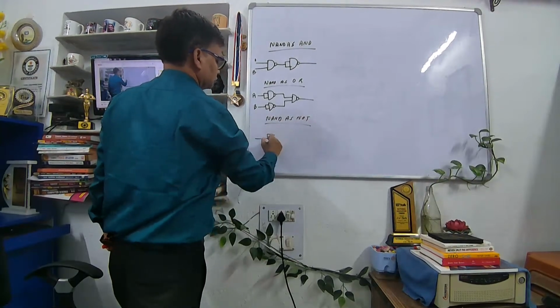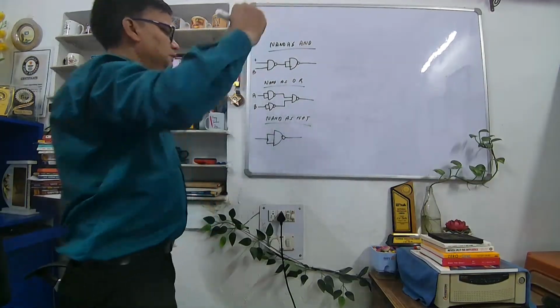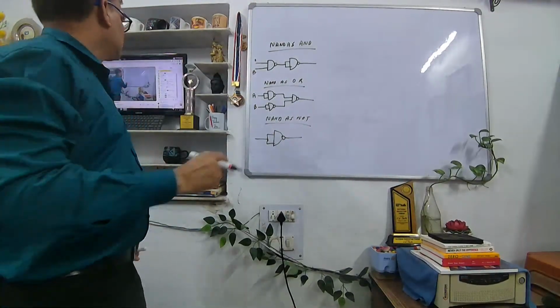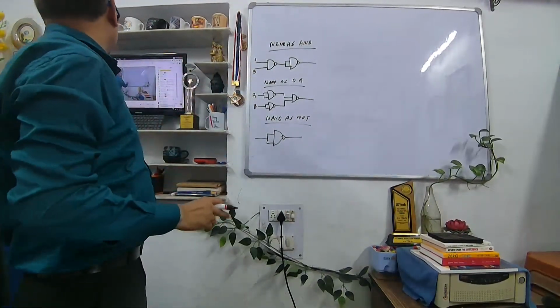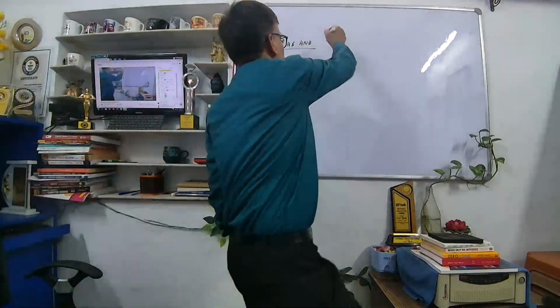Take this, divide into two parts, pass it through another NAND gate. The final output will be NOT. Right? So this is using NAND in different types of gates: NAND as AND, NAND as OR, NAND as NOT.